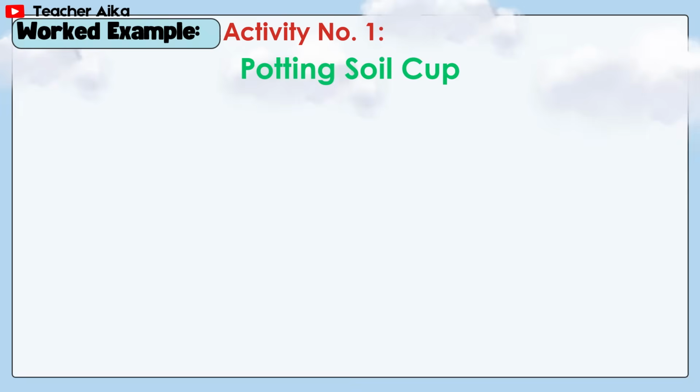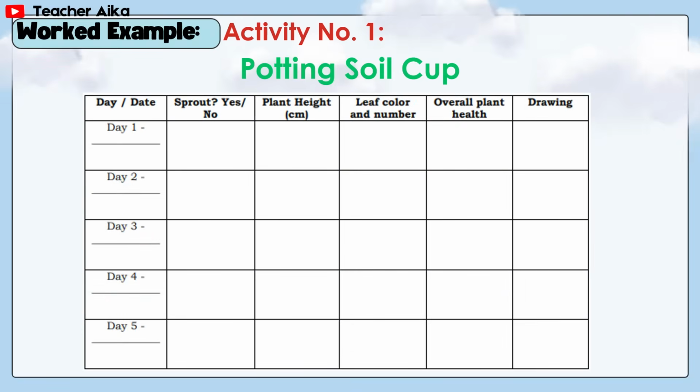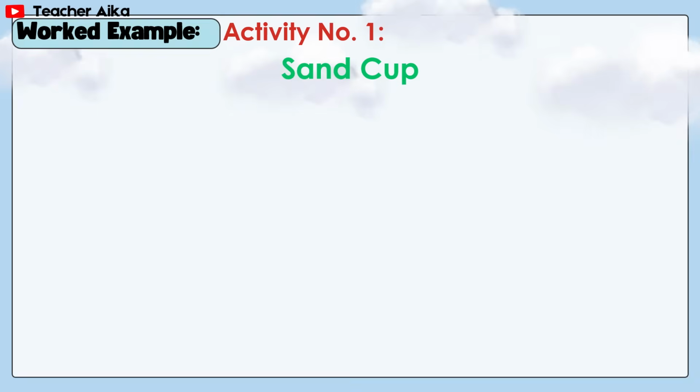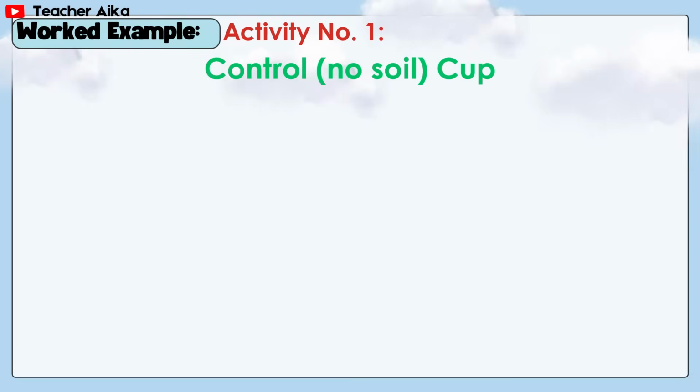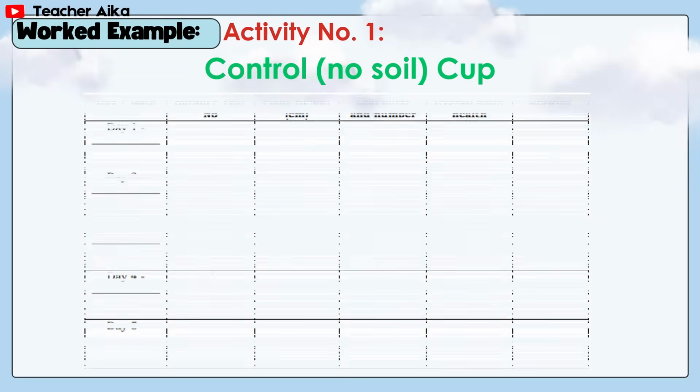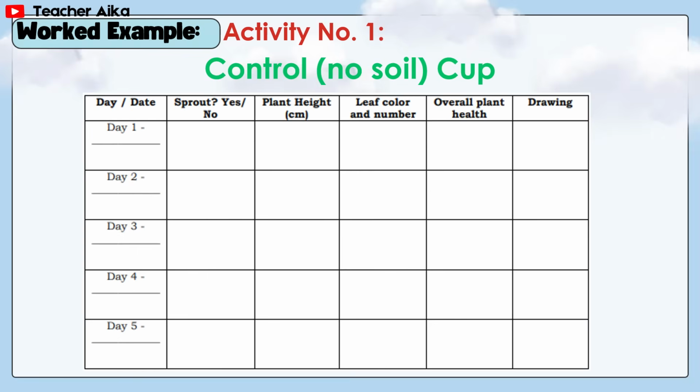And here are the observational charts that you need to answer. Potting soil cup, day 1 to 5. Sand cup, day 1 to 5. Gravel cup, day 1 to 5. Control or no soil cup, day 1 to 5.